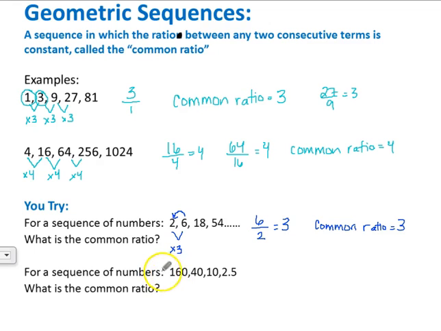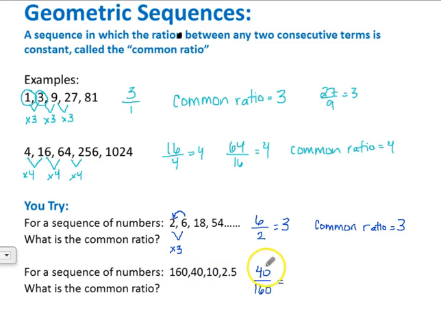What about the next one? This time we're going to need smaller. So in order to get smaller, we would have to be multiplying each of our terms by a fraction. So again, we can figure out the common ratio in the same way. If I take the second term, 40, and divide it by the first, or set up a ratio comparing it to that first term, we get a fraction.